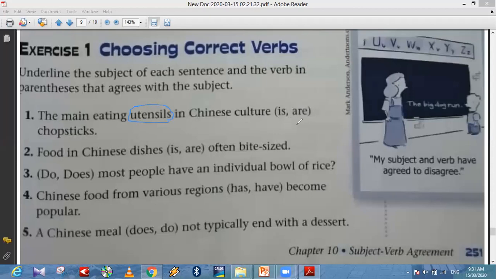So what is the correct answer, Omar? Are. That's right. Thank you so much, Omar. Please now you can lower your hand. Thank you so much, Omar. The second one. Yazan?